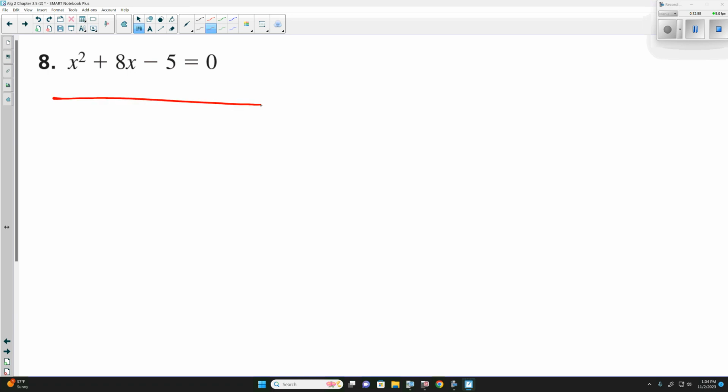So for this here, we would add 5. Since the 5 is negative, negative 5 plus 5 gives us 0. And on the other side, we would have 5. Now at this point here, that gets us through steps 1 and 2.